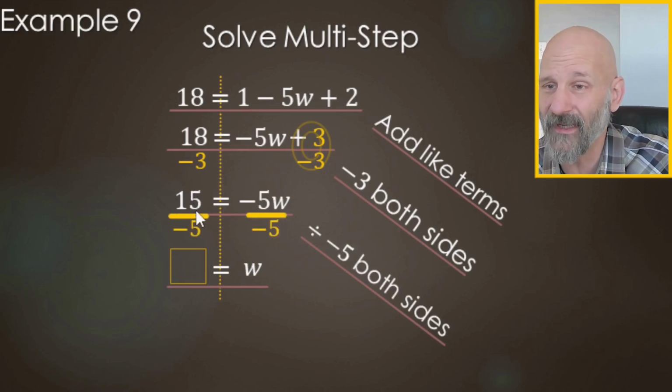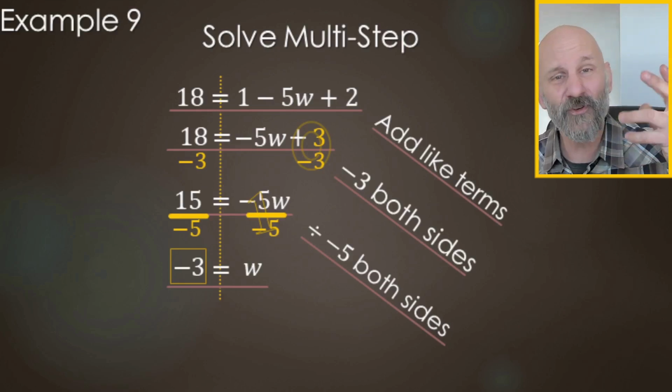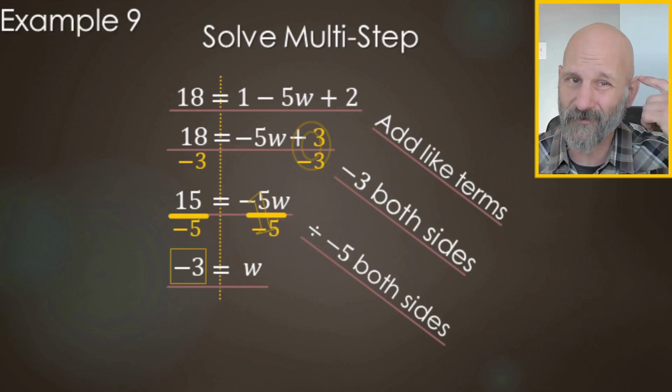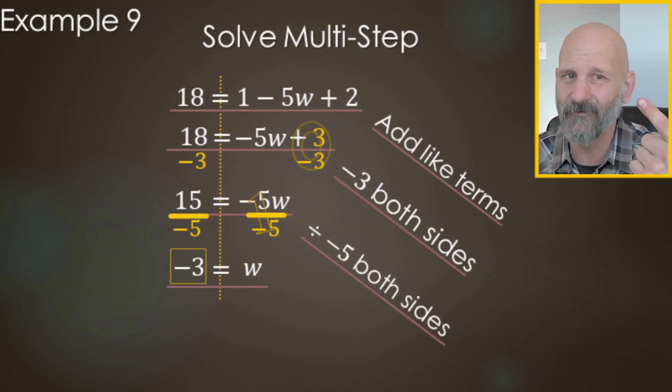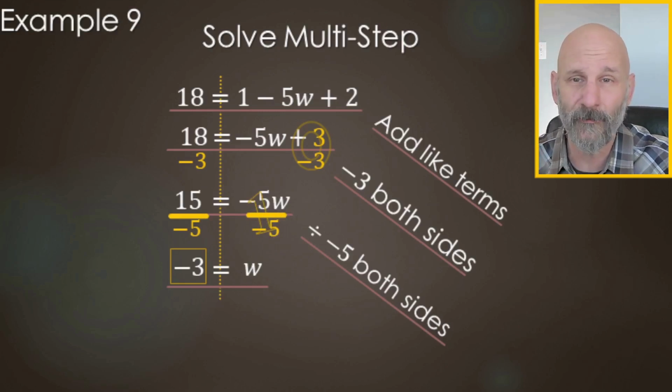Now we have a 15 divided by a negative 5. Positive divided by negative, that'll be negative. 15 divided by 5 is 3. Remember, with the positives and negatives, if you're still struggling, break it up into smaller chunks. First up, is my answer positive or negative? And then what is the value? And then negative 5 over 5, that's just a 1w right there. So negative 3 equals w.